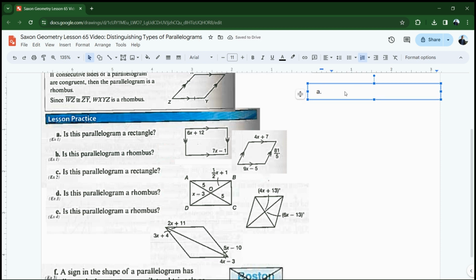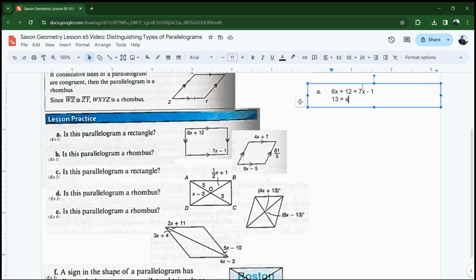If it's a parallelogram, that means that opposite angles are congruent by the properties of parallelograms. So I'm going to say 6x plus 12 has to equal 7x minus 1. Now, I can solve this for x, and if the value of x makes these angles 90 degrees, bam, I have a rectangle. So what I'm going to do is subtract 6x from both sides and add 1 to both sides. I'm going to get 13 equals x. That worked out. 7x minus 6x is just x. 12 plus 1 is 13.